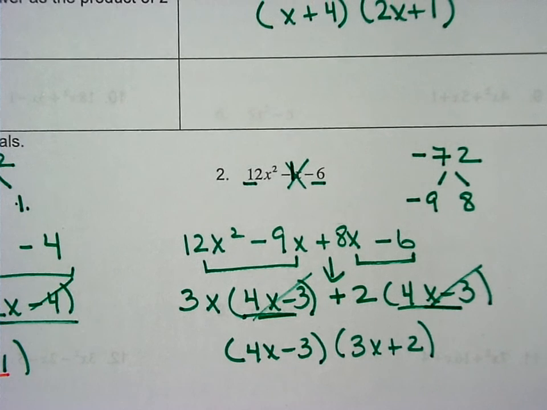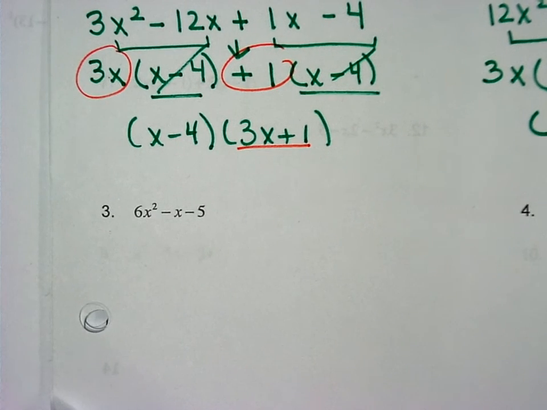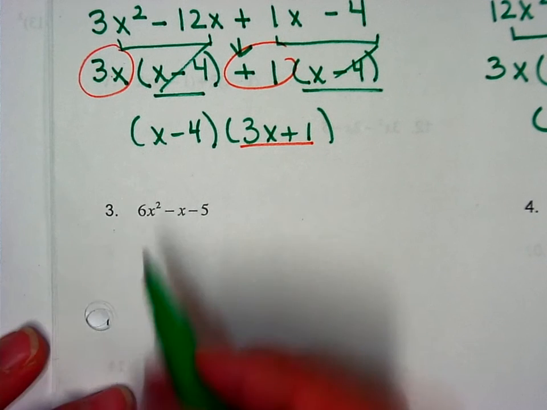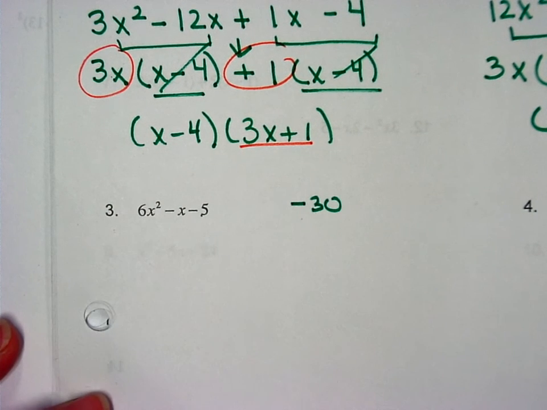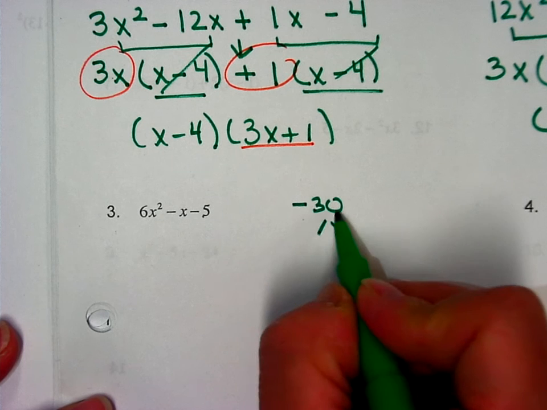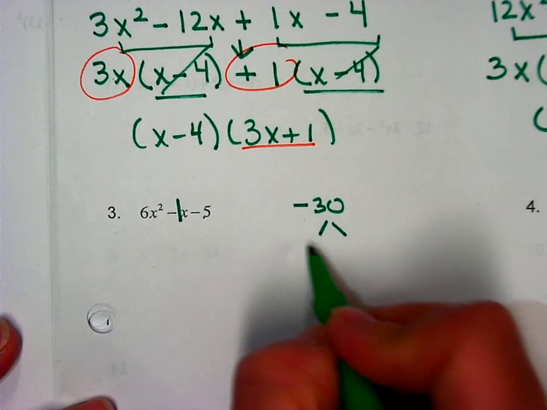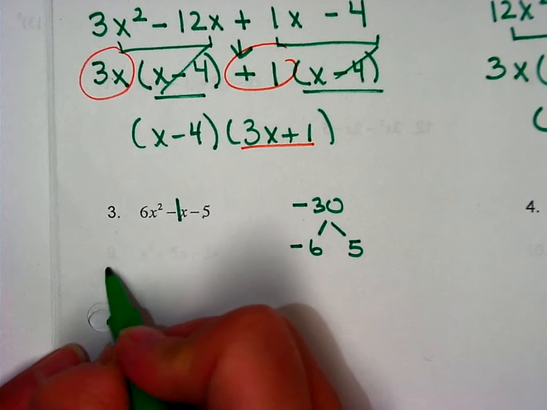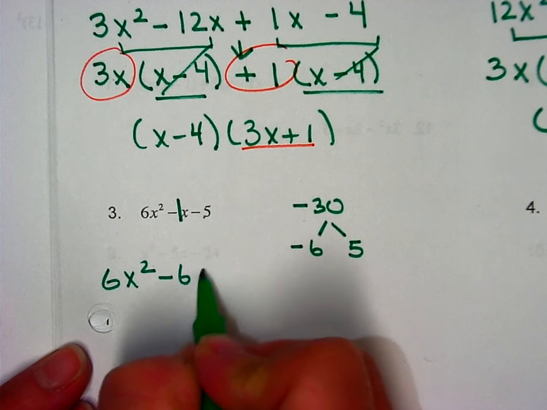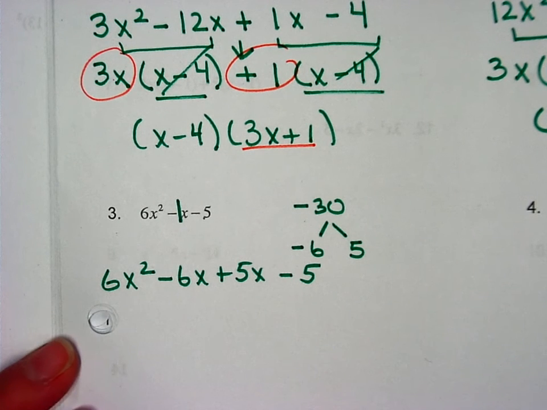Okay, again, pause the video, try number 3 on your own, and then start the video to listen to my explanation. Here's number 3. 6 times negative 5 is negative 30. Two numbers that multiply to negative 30 but add to the number in front of the x, which is negative 1, are going to be negative 6 and 5. Rewrite the problem using these two numbers that I just found. Everything else stays the same. And then we're going to factor by grouping.